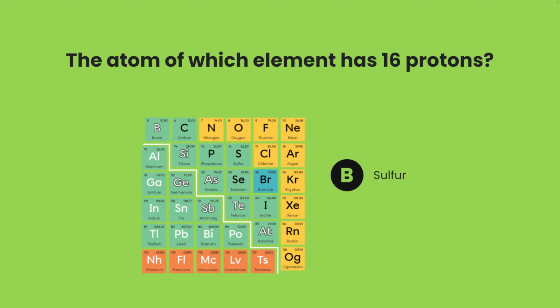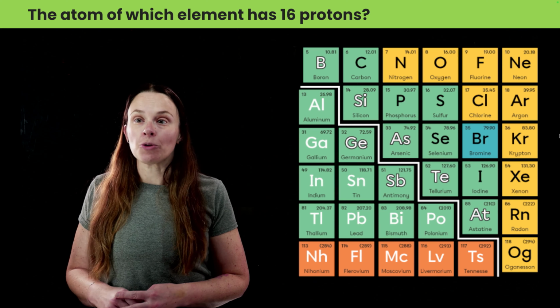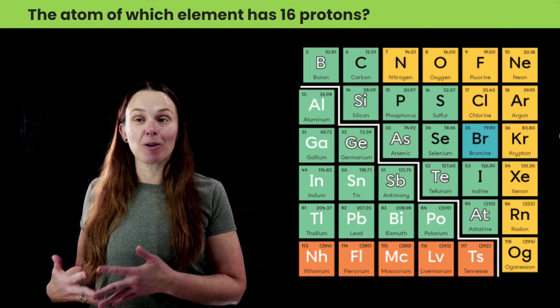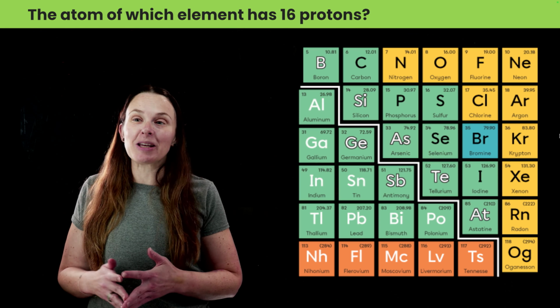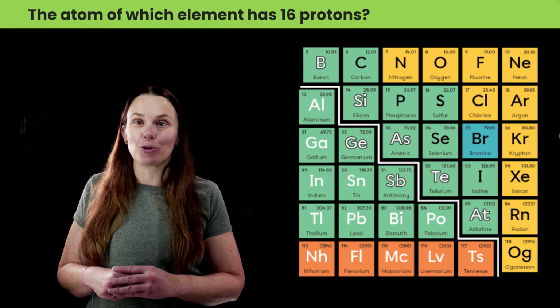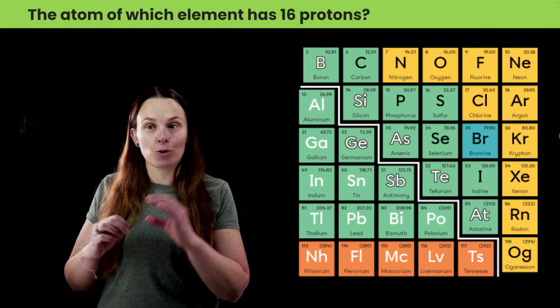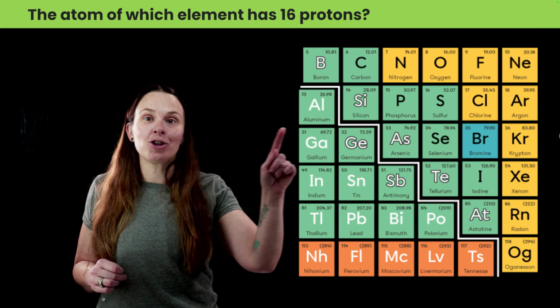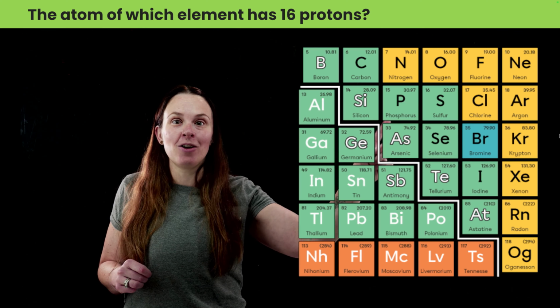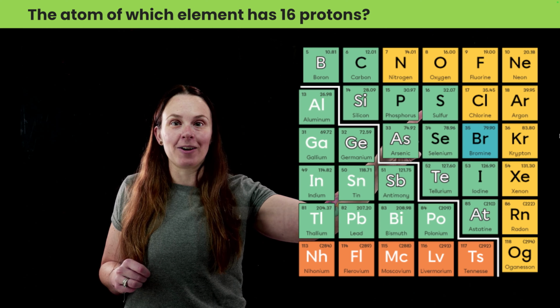The answer is B, sulfur. So remember that 16 is the number of protons in the nucleus, but it also means that it's number 16 on the periodic table. So if you were to count across those whole numbers that are in the corner, you will get to number 16, which is sulfur right there.